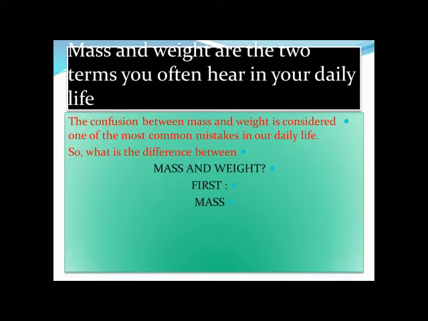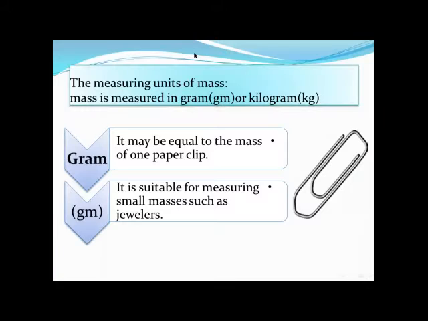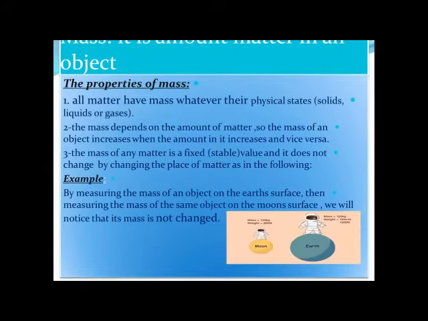In our daily life, we hear about mass and weight, and there is a difference between them. How can I differentiate between them? We know that mass is the amount of matter in an object. So, there are some properties of mass. The properties of mass are, whatever the physical state, it's different in physical state, like solids, liquid, gas.